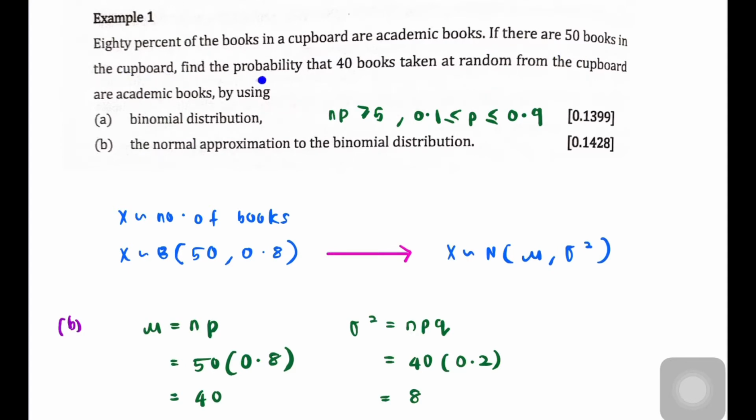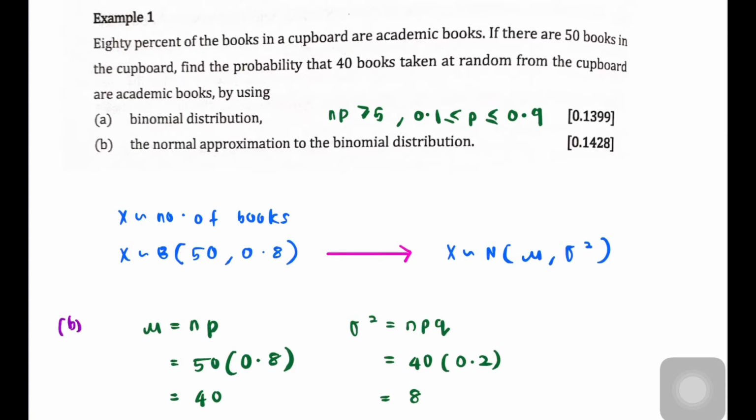For example number 1, 80% of the books in the cupboard are academic books. If there are 50 books in the cupboard, find the probability that 40 books taken at random from the cupboard are academic books by using A. Binomial, B. the normal approximation to the binomial distribution. So I just focus on part B because part A you have learned in chapter 3.